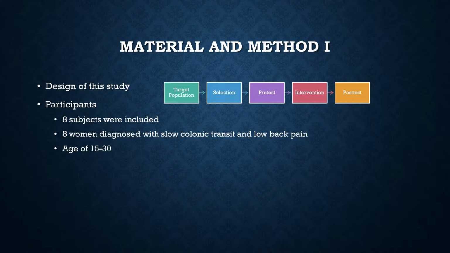The procedure was done by pre- and post-testing 8 patients who all had lower back pain and at the same time were diagnosed with slow colonic transit. The aim was to measure the pain level before and after by using the visual analog scale. And as you can see on this figure, it's listed in the right order of the interventions.